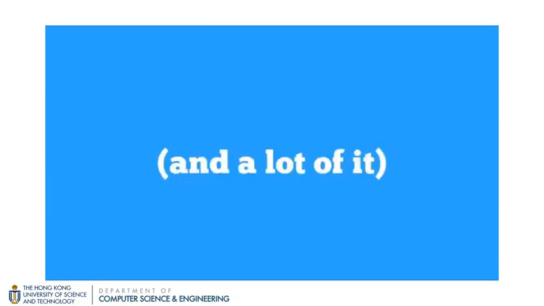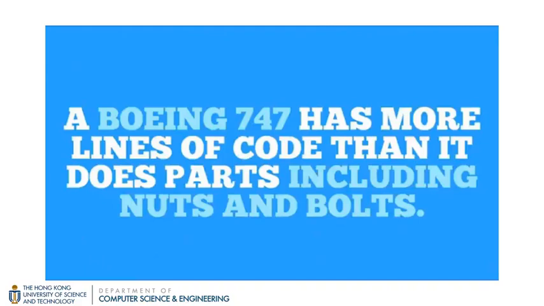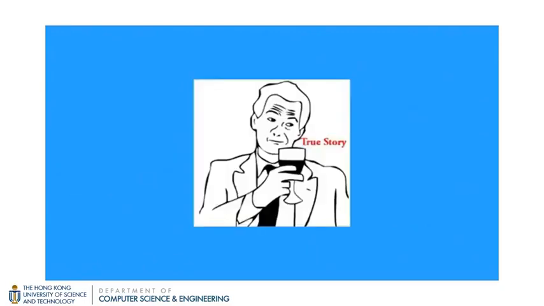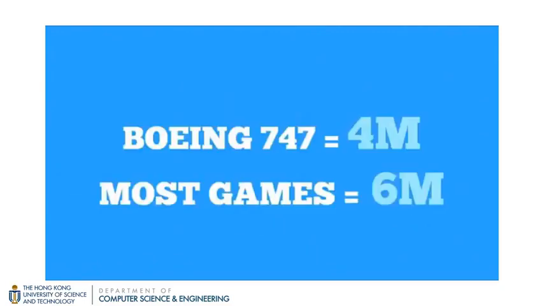Just for a little bit of a frame of reference, a Boeing 747 has more lines of code than it does parts, including nuts and bolts. I was really blown away by it when I heard this. How much lines of code? Specifically, a Boeing 747 has 4 million lines of code in it. And most games that you play today have about 6 million lines of code in them, just for reference.